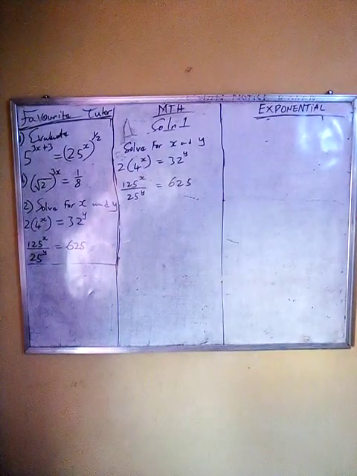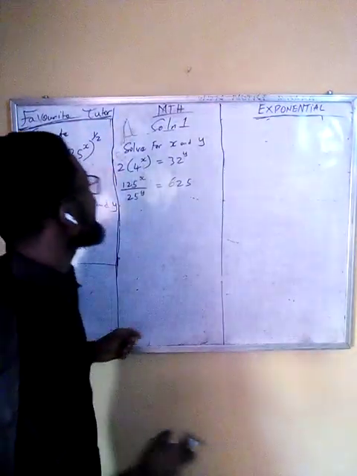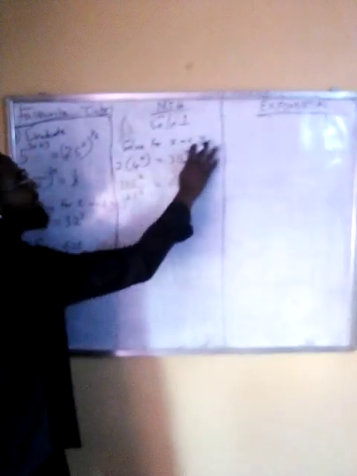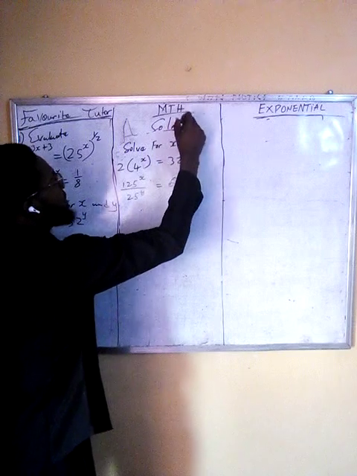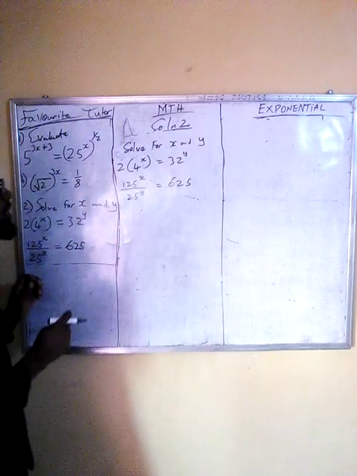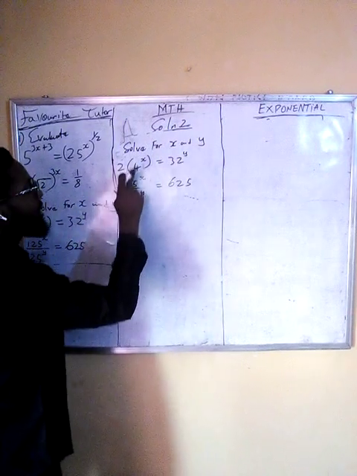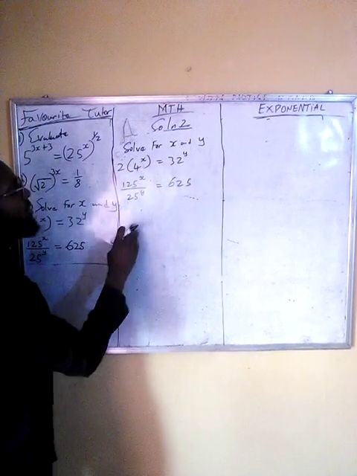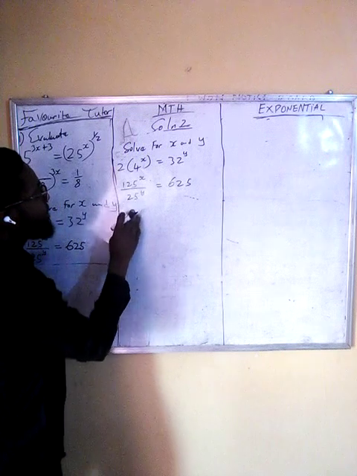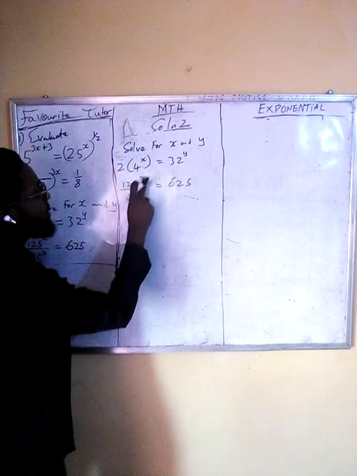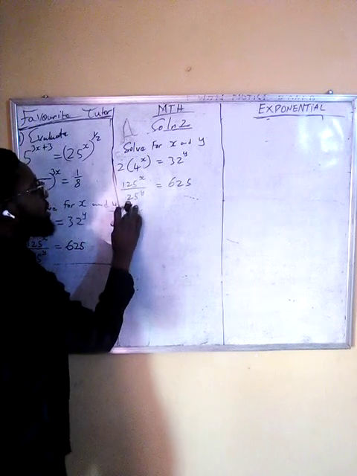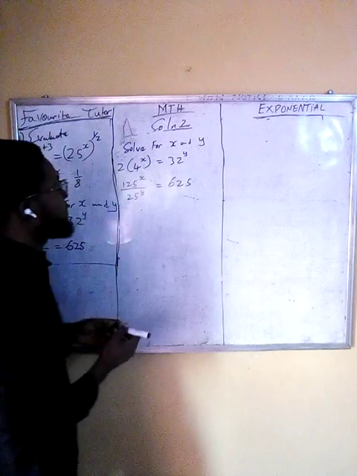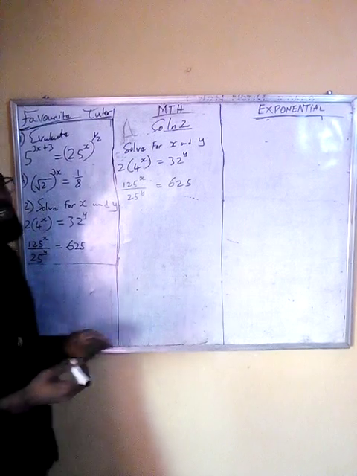Okay, we're back again. What we have on the board, for number 2, we are solving for X and Y. The first equation is 2 times 4 raised to the power of x equals 32 raised to the power of y. Then the second equation is 125 raised to the power of x divided by 25 raised to the power of y equals 625.